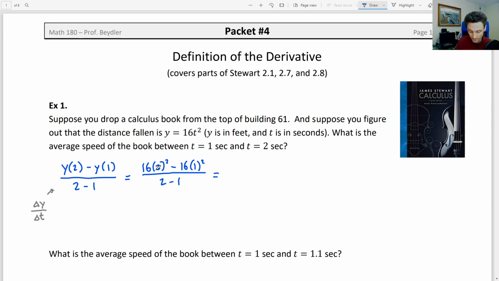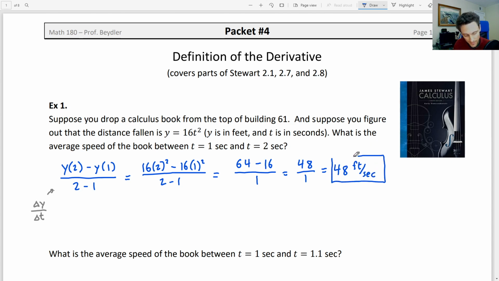And when we evaluate this, we'll get 64 minus 16 on the top over 1. So that's going to be, what does this look like? 48 over 1. So that's 48 feet per second. That's the average speed of the book on that time interval from t equals 1 to t equals 2.